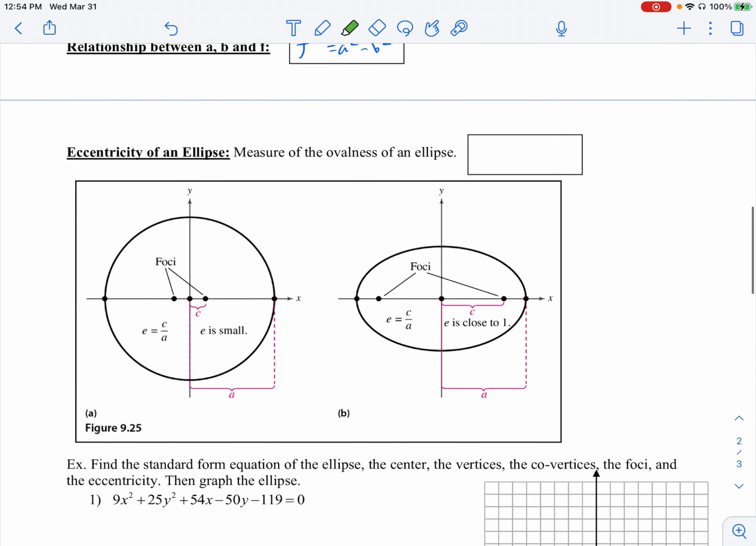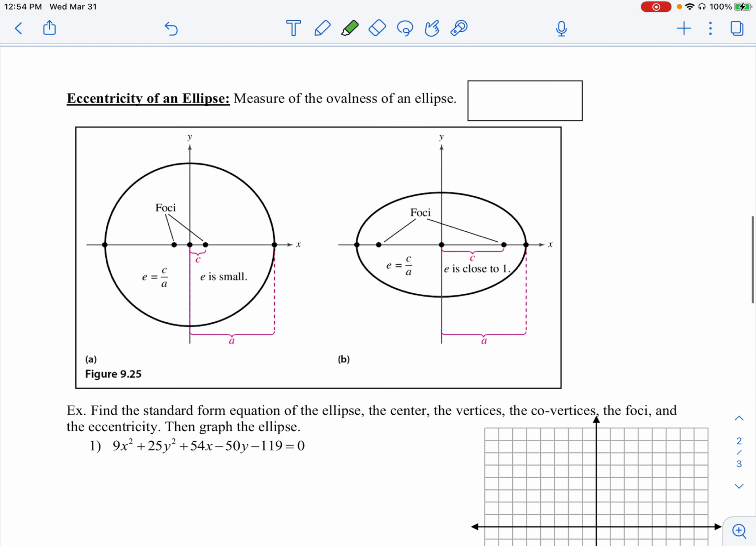All right. Finally, the last thing that I want to discuss before we jump into some practice problems is the idea of eccentricity. I'm just going to give you the most simple definition that I can. It's simply how oval your ellipse is. And we find our eccentricity by looking at the ratio between our F value, the distance from your center to one of your foci, over A.